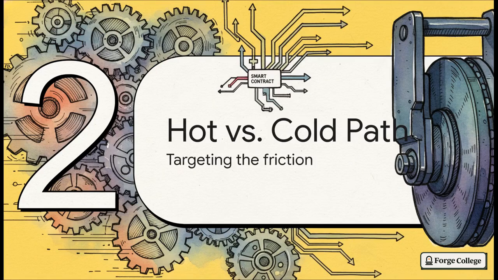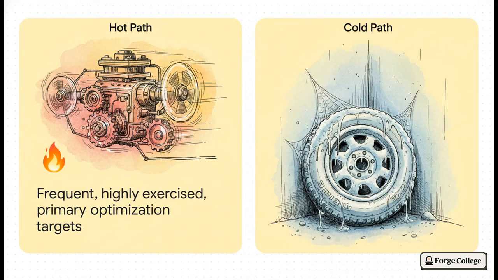Moving right along to Section 2, hot versus cold paths. Let's talk about targeting that friction. To fix this machine, we really have to distinguish the parts that are constantly spinning from the emergency brakes that rarely ever engage. Hot paths are frequent, they're highly exercised, and they are absolutely your primary optimization targets. Cold paths? Well, those are your rarely executed edge cases. Honestly, spending days optimizing a cold path is totally a waste of engineering time. It's literally like meticulously polishing a spare tire that you almost never use.